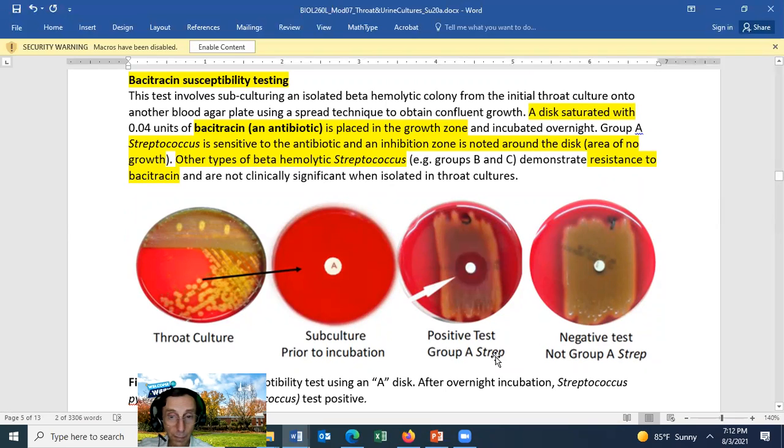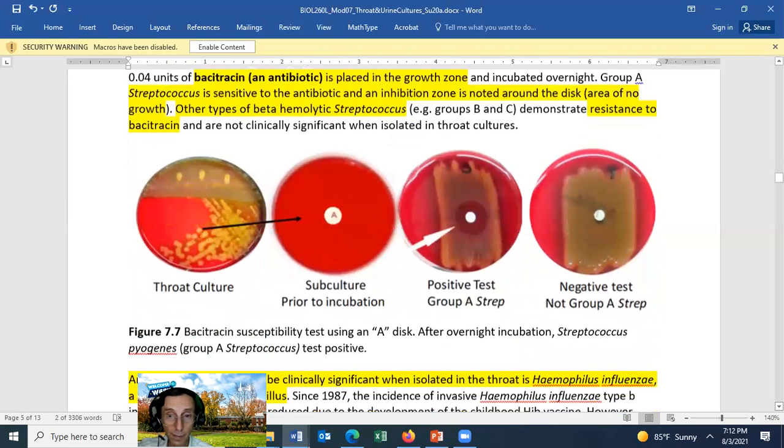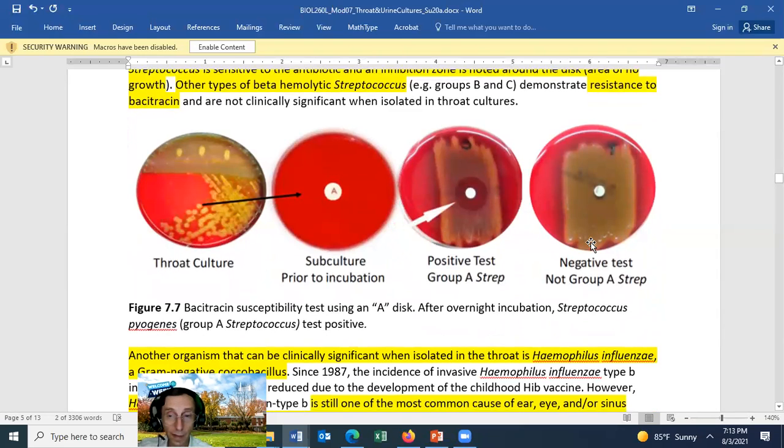So group A, Streptococcus pyogenes. So this organism, this beta hemolytic Streptococcus, is not sensitive to bacitracin. So it is not Streptococcus pyogenes, it's some other member of the Streptococcus family.